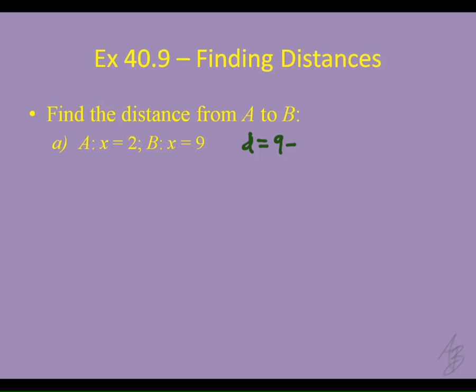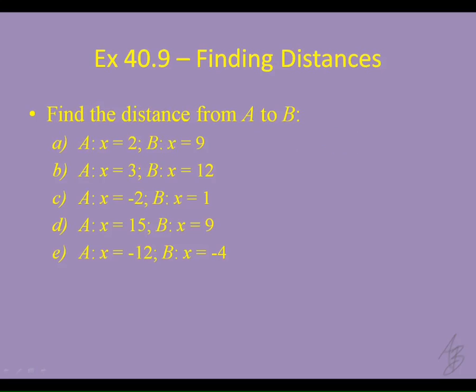The value at B minus the value at A. So the distance between these 2 points is 7. We don't even have to know what it looks like. We don't need the number line to determine that. So I would like you to copy down the rest of the problems here and go ahead and do those real quick.